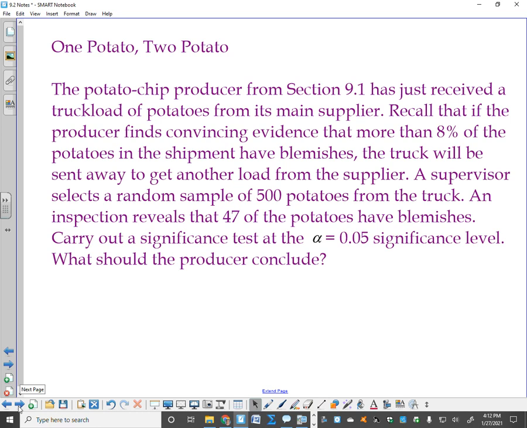It's the same potato chip producer from 9.1. He's just gotten another truckload of potatoes from its main supplier. Recall that if the producer finds convincing evidence that more than 8% of the potatoes in the shipment have blemishes, the truck will be sent away to get another load from the supplier. The supervisor selects a random sample of 500 potatoes from the truck. An inspection reveals that 47 of the potatoes have blemishes. Carry out a significance test at a 5% significance level. What should the producer conclude?